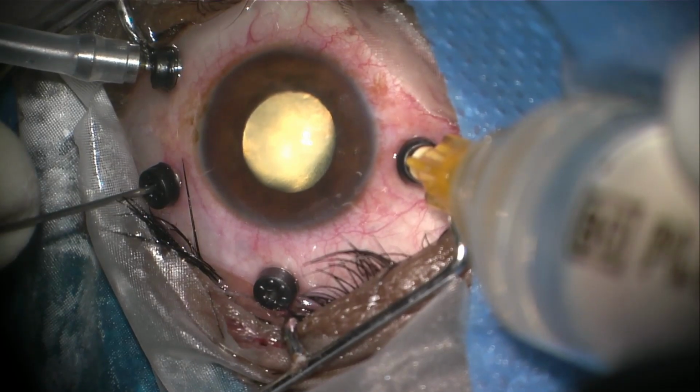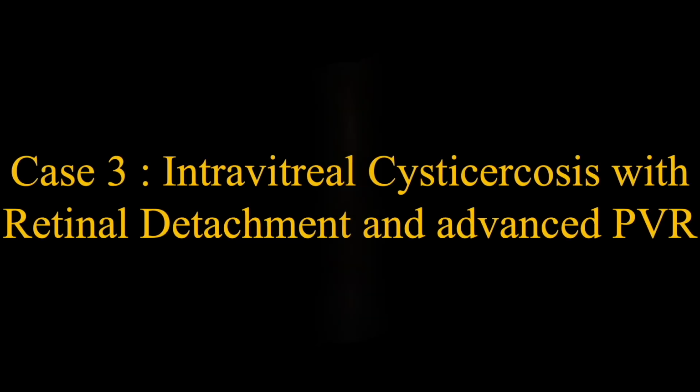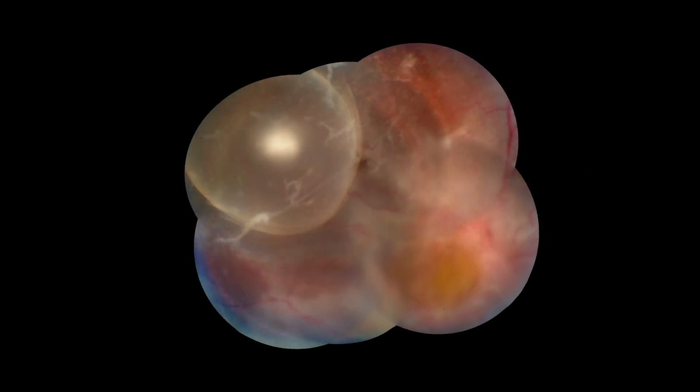A constant but gentle suction was created with a 25-gauge silicone tip to extrude the cyst in toto from the subretinal space to the vitreous cavity. It was engulfed with the cutter thereafter, followed by fluid air exchange, endolaser, and silicone oil tamponade. Hence, 25-gauge silicone tip assisted suction is an effective way to remove subretinal cysticercosis. A retinotomy can be planned in a favorable position. A temporal pars plana approach may be adopted in a deep-seated eye.